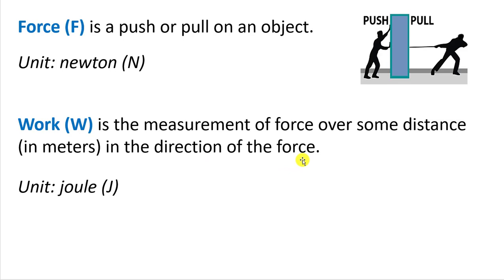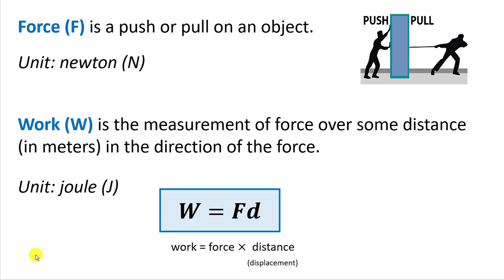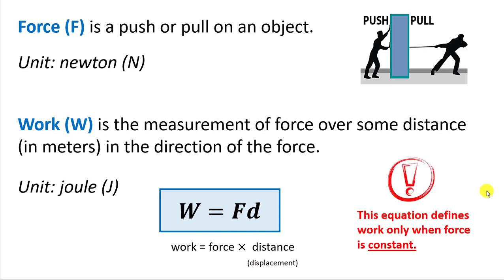So in short, from this definition, we can see that the work is defined by the force exercised over a certain distance. And the units of work are measured in joules, uppercase J. So here's that definition, but in a formula. W equals F times D. Work equals force times distance. Or we'll also say displacement. And here's an important note. This equation defines work only when force is constant. So keep this in mind.